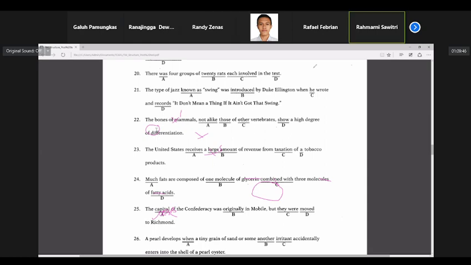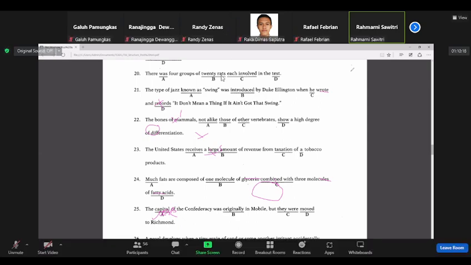Okay, we can see here: the type of jazz known as swing was introduced by Duke Ellington when he wrote and records. Yes, it's D because here we have "when he wrote." So the keyword here is wrote. Wrote, as we can see, is in simple past tense, so it should be "and recorded." Okay, then let's see number 22.